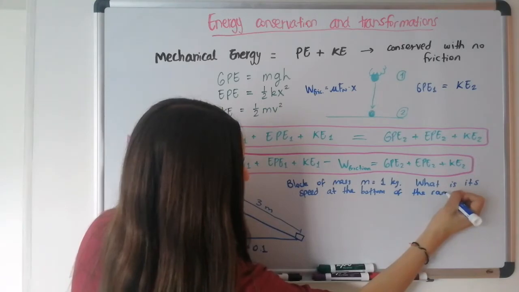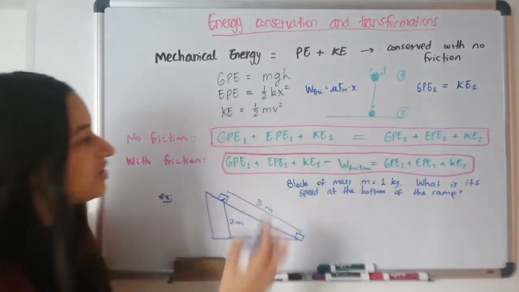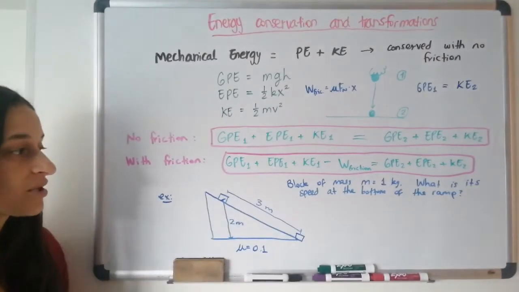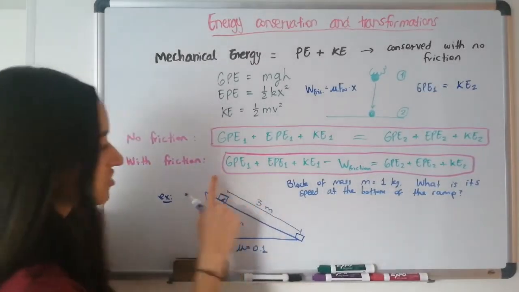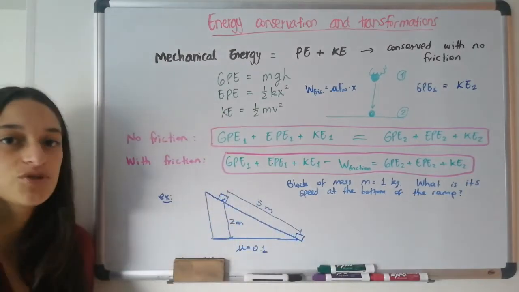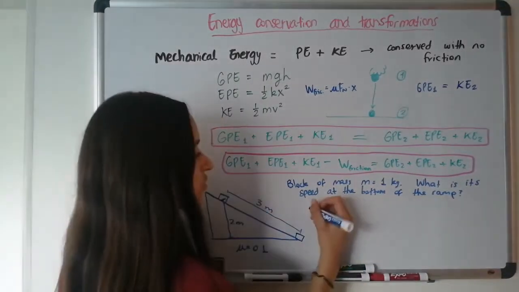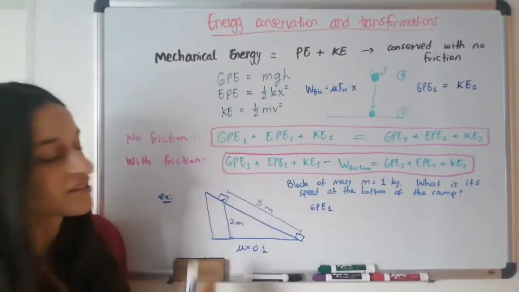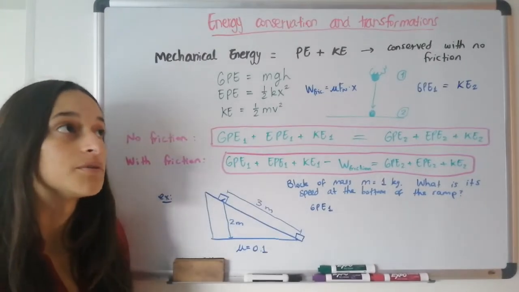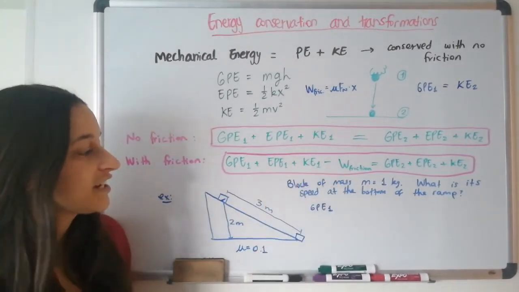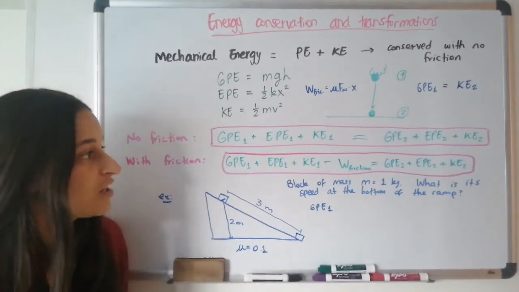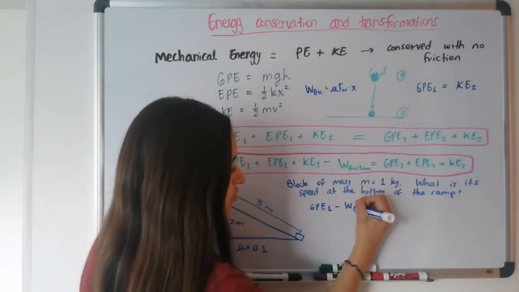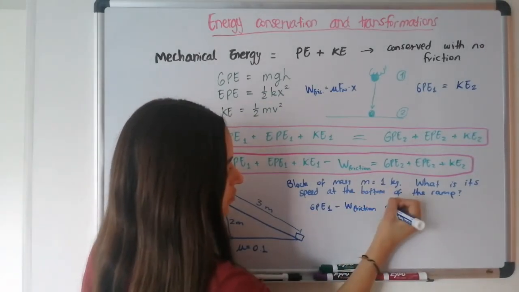You remember the ramp has friction. So we use the same equation. The block is initially at rest at the top of the ramp. So what do we have to use? So now we're using the second equation. Do we have any gravitational potential energy? Yes, of course. So we have GPE1. Do we have elastic? No, there is no spring. Do we have kinetic? No, the block is at rest. Do we have work due to friction? Yes. So we have to subtract the work due to friction. We'll put in the numbers when we get our equation.